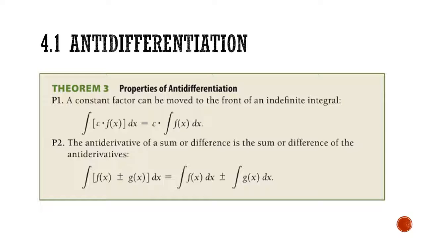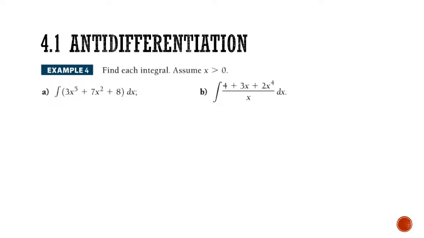You can physically split them up, or you can just think about how you're going to do the integral of each individual term. All right, knowing that, pause the recording. Now, hang on before you do that. I would strongly suggest for B that you split that up, that you make it 4 over x plus 3x over x plus 2x to the 4th over x. If you do that, it'll be much easier. Pause the recording, give this a try, and resume to check your answer.